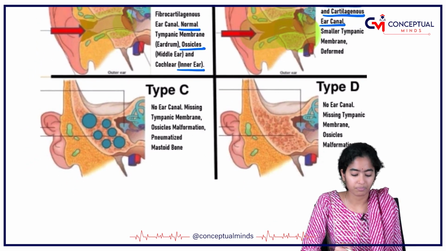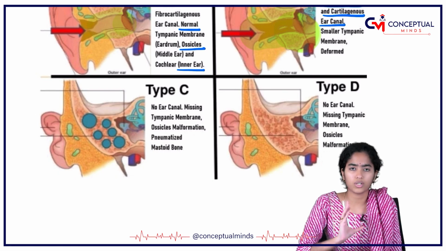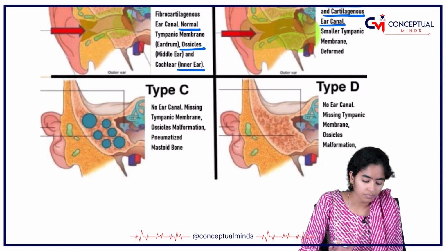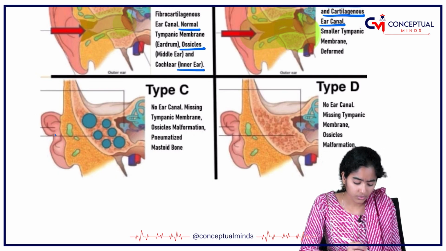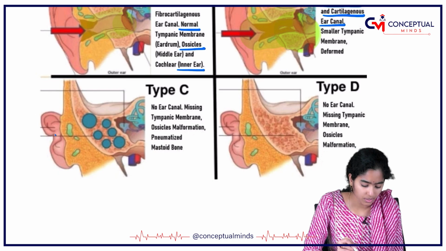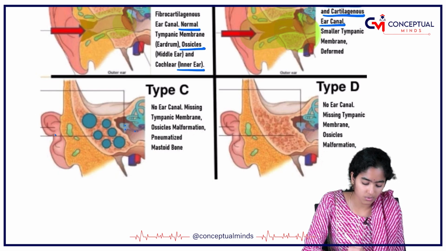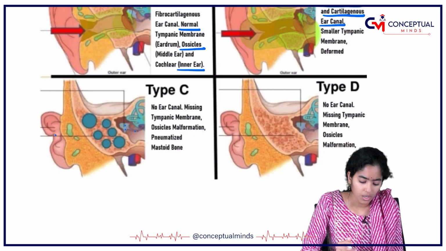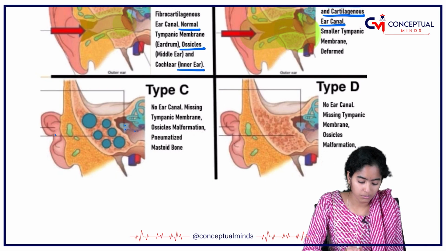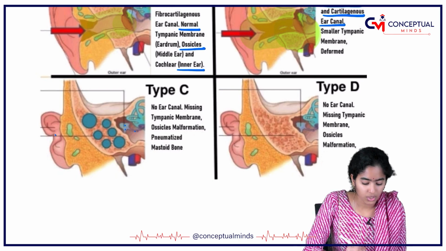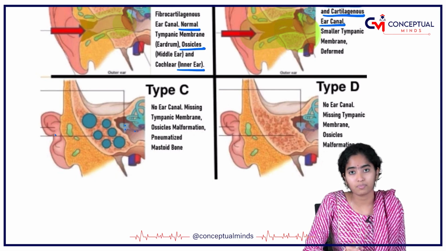Next is type C. In type C, the ear canal is completely missing. It's totally a solid structure, not formed at all. And as you can see, the pinna is also distorted. External auditory canal is absent. Even the middle ear ossicles are deformed. Only some structure is seen, but there is malformation of ossicles. Inner ear could be normal, and mastoid is pneumatized. Mastoid bone is normal in type C.